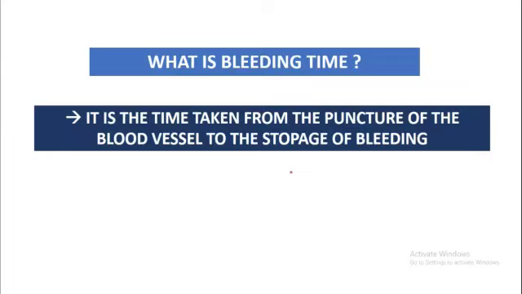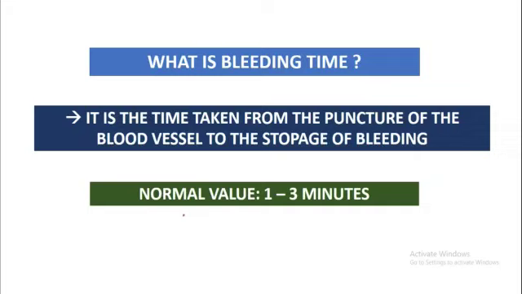What is bleeding time? It is the time taken from the puncture of the blood vessel to the stoppage of bleeding. The normal value of the bleeding time is 1 to 3 minutes. What is the normal value of bleeding time? It is 1 to 3 minutes.